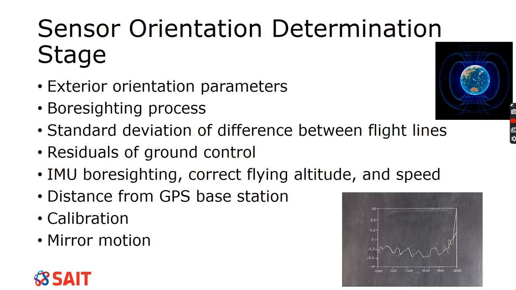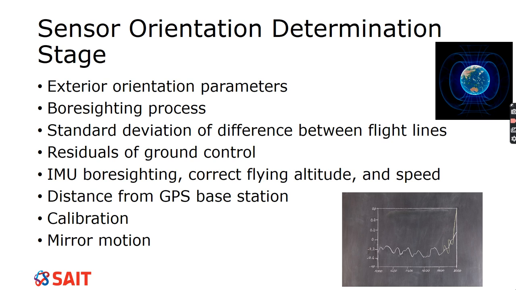Also looking at the standard deviation between the flight lines, right? The flight lines might be a little bit longer or shorter depending on the area that you are in. That will make a difference. And then looking at the residuals of your ground control as well. After you have collected all your GPS data, what does your ground control error look like? Then the IMU also is a factor. You need to bore sight your IMU, which is determining those lever arms. Then we need to correct the flying altitude.